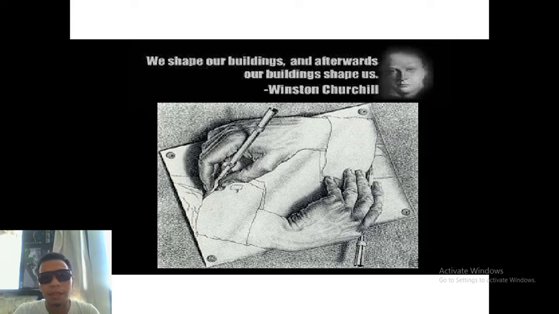We design the buildings, but the buildings that we have designed have an important effect in our life. It can somehow make our life easier, more convenient, but if it is not designed well, the effect is the opposite of what I have just said.